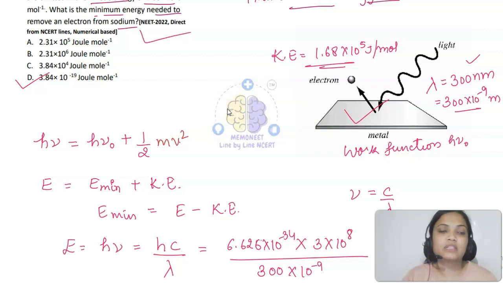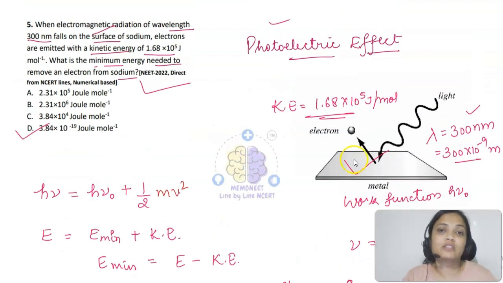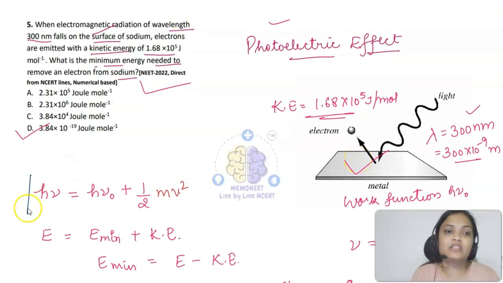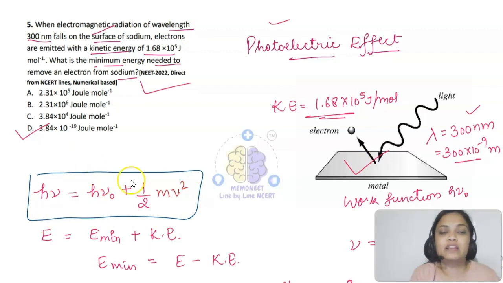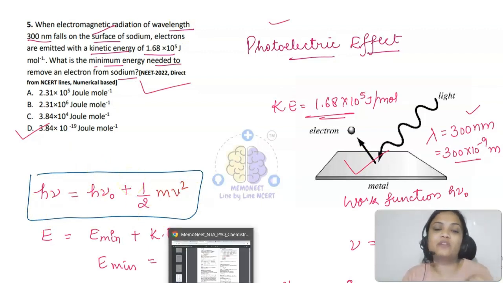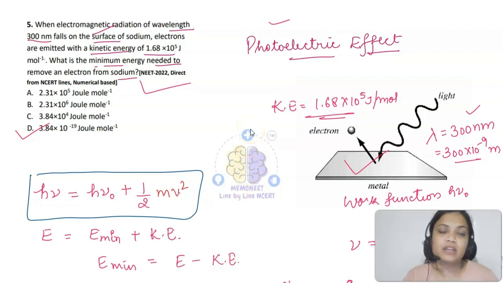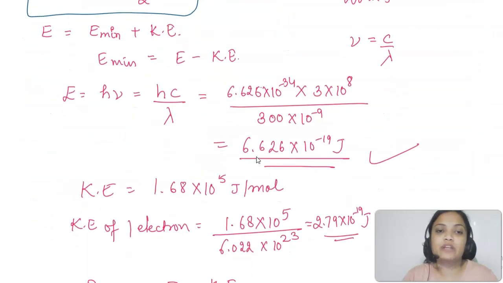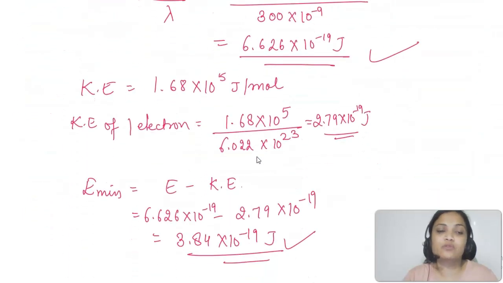Alright students, so this is the energy for 1 electron that we have calculated. Now if we don't have the knowledge of the equation for the photoelectric effect, we cannot solve this question. That is why knowing the concept and knowing the formulas are very important. That's why I asked you to go through the points to ponder on the MemoNeet app, where you will find all this stuff. I hope this question is pretty clear to everyone.